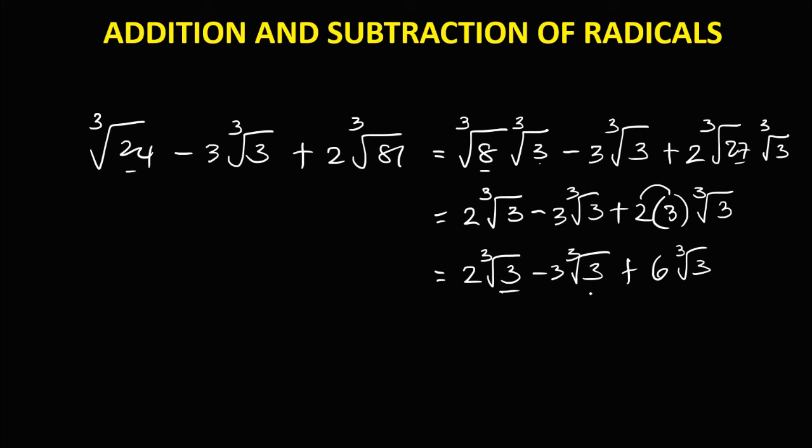Since the same radicands, we can combine now these three numbers outside. So 2 minus 3, that's negative 1, and negative 1 plus 6, that's positive 5, then this cube root of 3. Then for this given, if we have this square root of 8 minus square root of 27 plus square root of 12 minus square root of 50.